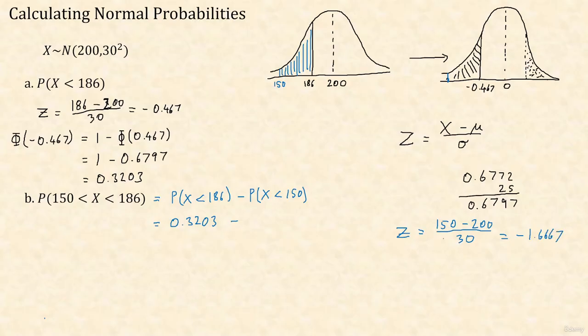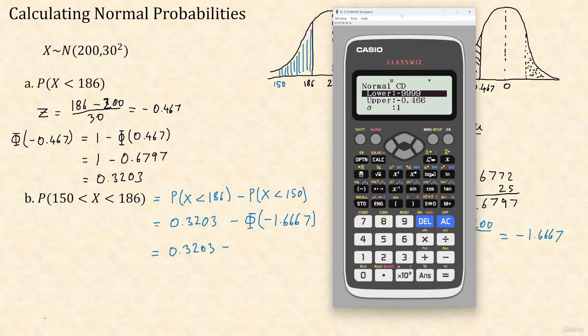So I'm going to use my calculator for this one. So that's going to be phi of minus 1.6667. Now, you can get this from the tables. You can do that by using symmetry again, saying that is the same as 1 minus the probability of phi of positive 1.6667. Much easier from the calculator, so 0.3203 minus, we'll use the calculator for this bit.